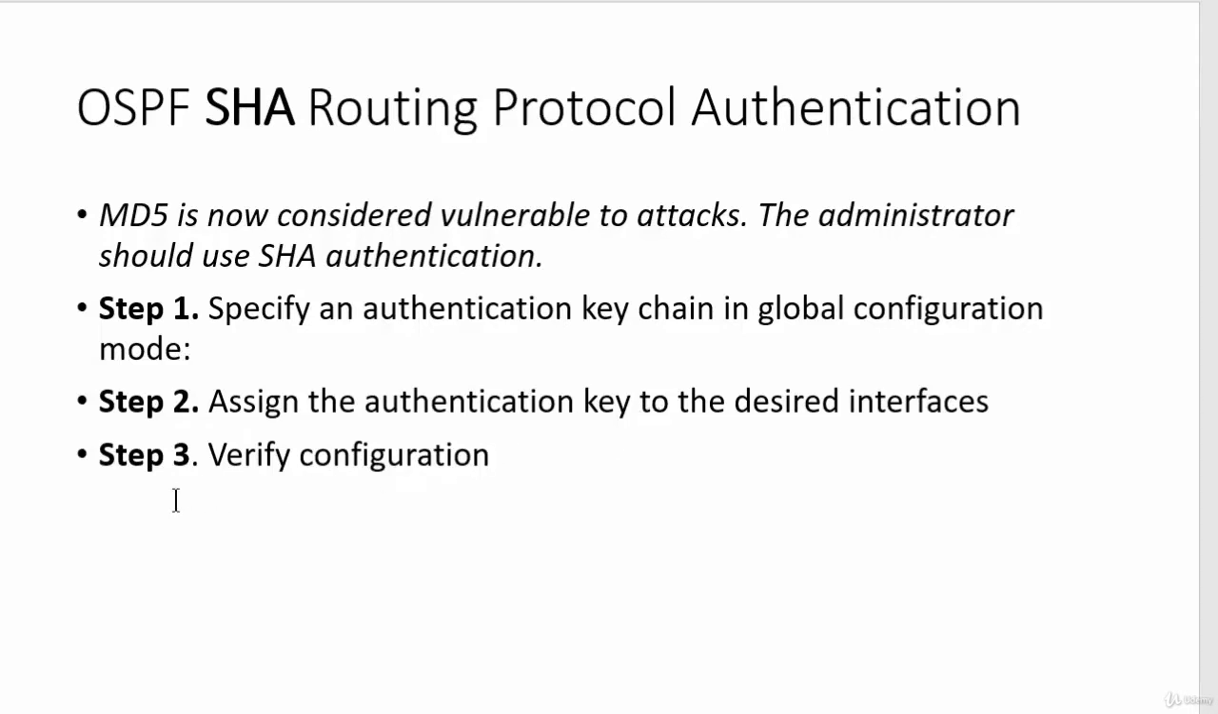There are three steps to configure OSPF SHA routing protocol authentication. Step 1. Specify an authentication key chain in global configuration mode. Step 2. Assign the authentication key to the designated interface. Step 3. Verify the configuration.